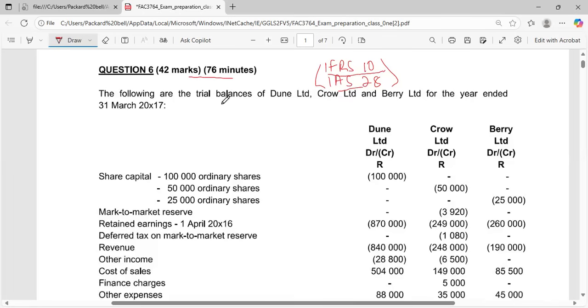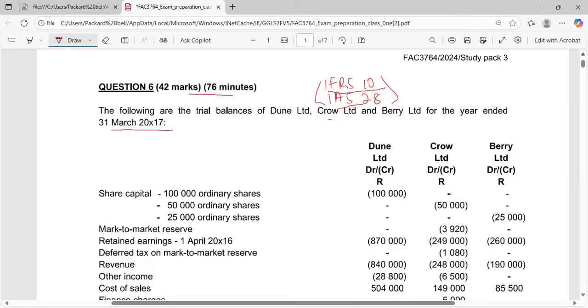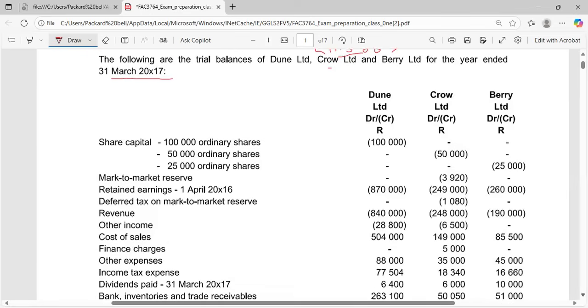Right, so let's look at the question for today. They say the following are the trial balance of June Limited, Crow Limited, and Bear Limited for the year ended 31 March 2017. So these are the trial balance. We have three companies here. Then when you are answering a question for group accounts, you are guided by the notes. The notes are the ones that tell you what to do. So let's check on the notes.